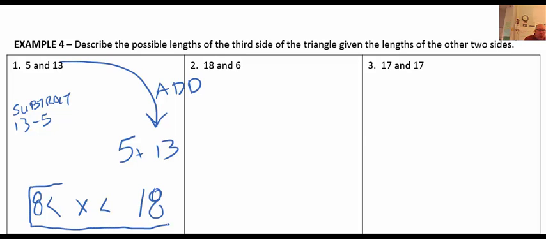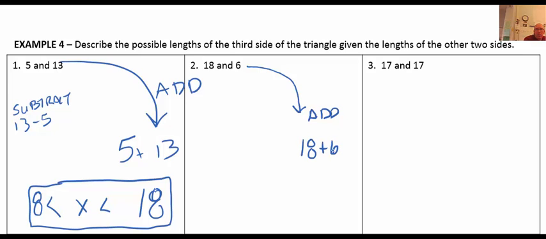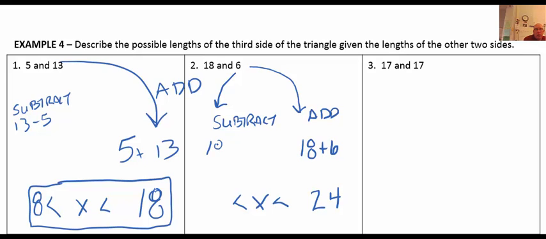And really that's it. You just simply add the two values you have to find your upper limit, and you subtract your two values to find your lower limit of what the possible values may be. So number 2, as I add these, I get 18 plus 6 to be 24. Again, that will be our upper limit. And then we'll also subtract. So we'll be sure to do 18 minus 6, which there gives us a 12.